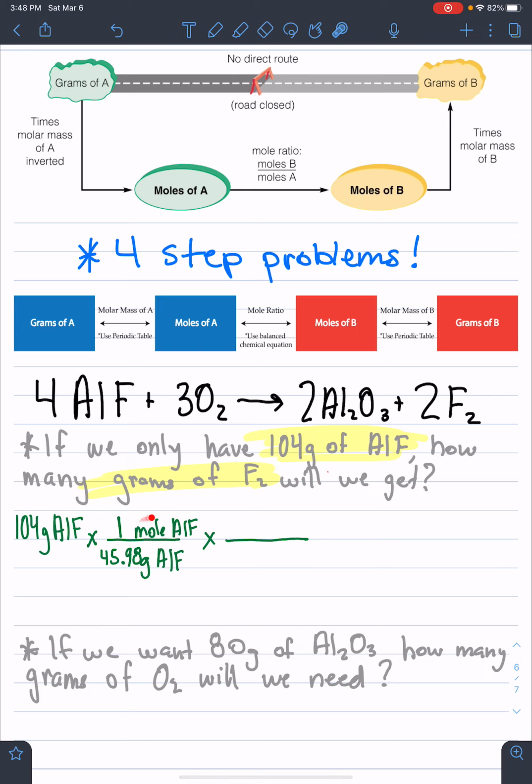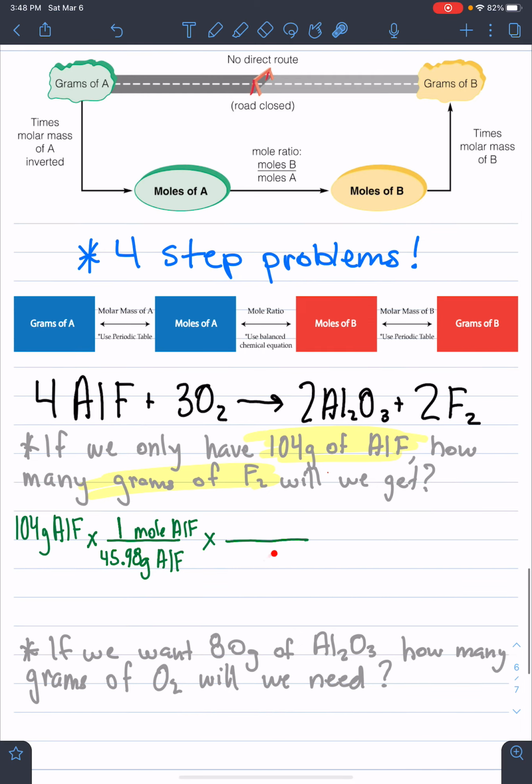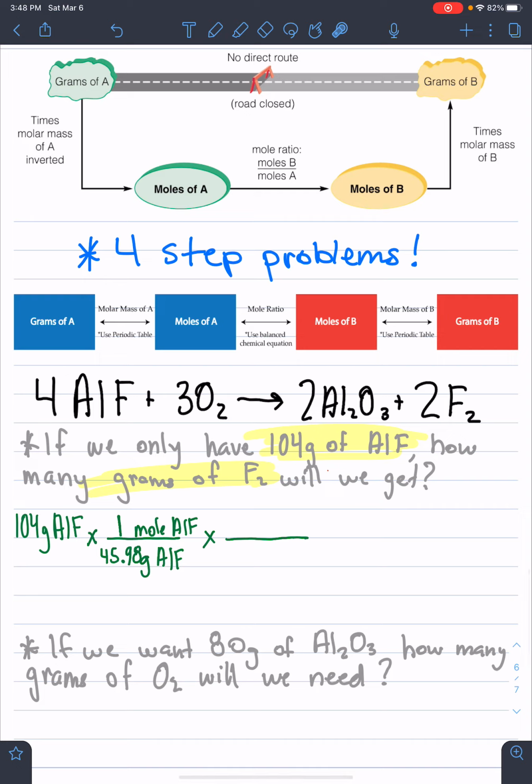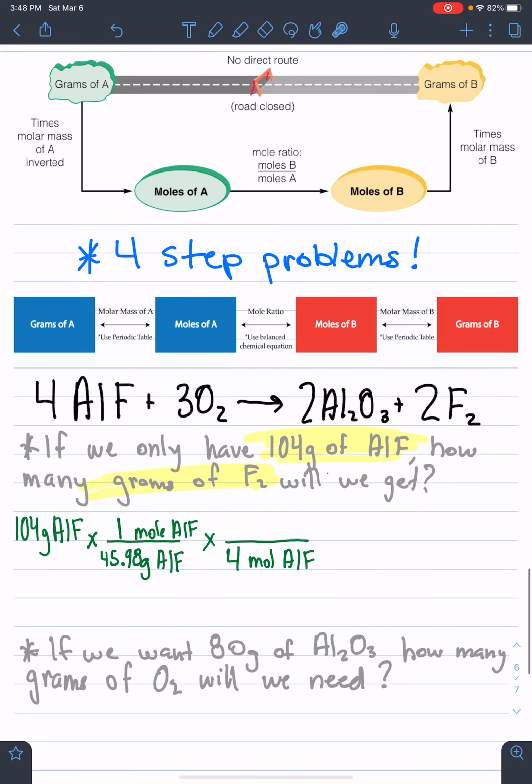So on top of this fraction over here, you have moles of AlF, so that means on the bottom over here, we need moles of AlF to go on the bottom. Alright, so using your periodic table, you'll see that for AlF, there's 4 moles of AlF for each equation. So 4 moles of AlF is going to go on the bottom so that we can cancel it out here.